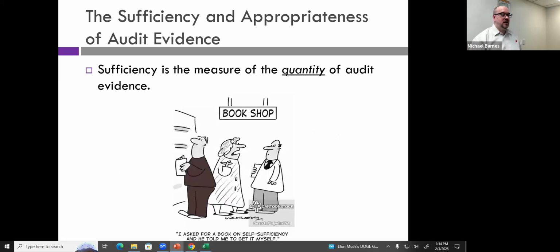All right, next is sufficiency and appropriateness. Sufficiency is the measure of quantity of audit evidence. By the way, I think you've heard me talk about this.